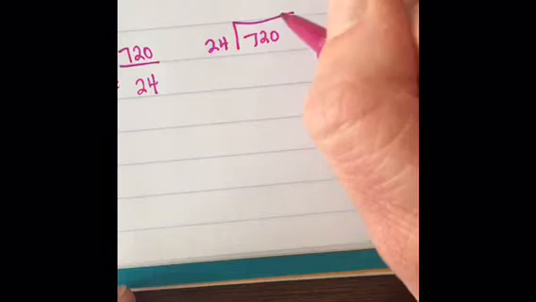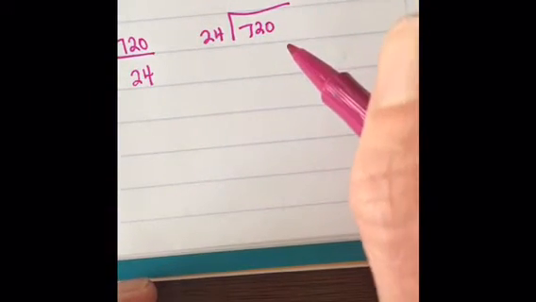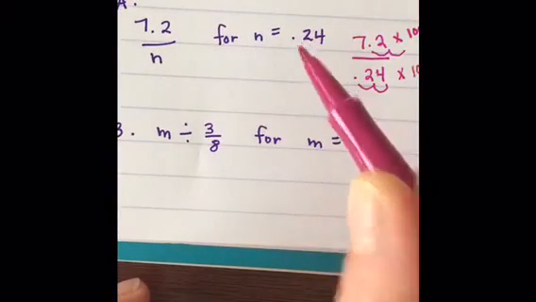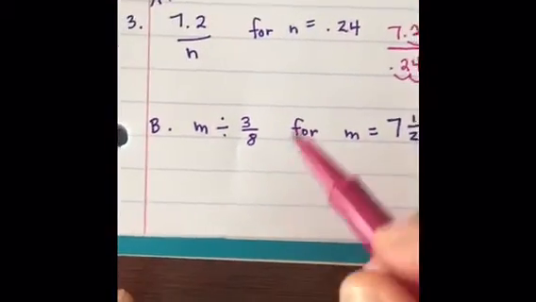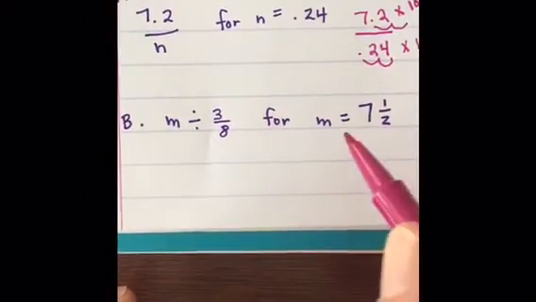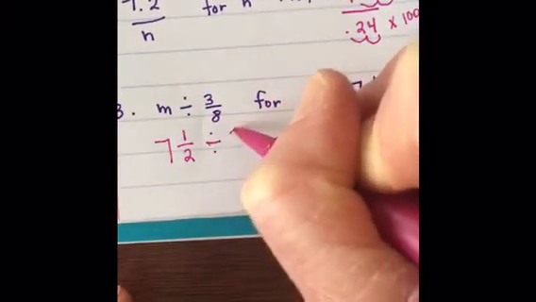I know that you know how to do the division, so once you're done, that answer is going to be your final answer of what 7.2 divided by 0.24 equals. And we would do the same thing here, m divided by 3/8 for m equals 7.5. We would just plug in our m, which is 7.5, divided by 3/8.